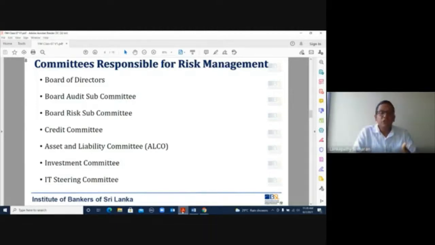So the credit committee is also one of the committees responsible for risk management. ALCO, of course, we have already discussed, and it is in charge of managing the liquidity risk as well as part of the market risk. And the investment committee, of course, comes in when a bank or finance institution wants to get involved with large investments, so that is subject to the investment committee's decision. So they also manage the risk.